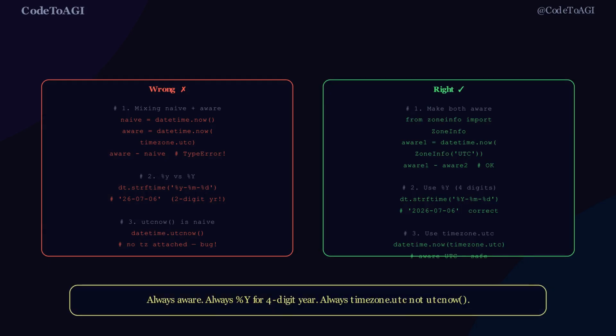3 mistakes that corrupt date logic in production. Mistake 1. Comparing naive and aware datetimes. Python raises a type error. Always make both aware before comparing. Mistake 2. Wrong % code in strftime. %Y is 4-digit year. %y is 2-digit. %m is month. %M is minutes. Easy to swap. Mistake 3. Using utcnow without a time zone. datetime.utcnow returns a naive UTC datetime. Use datetime.now of timezone.utc instead for aware UTC.